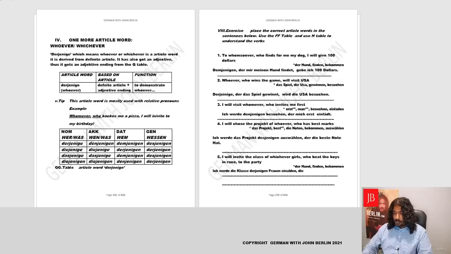So derjenigen Frauen. Yes. Ich werde die Klasse derjenigen Frauen einladen, to invite, who beat the boys in the race to the party. So who refers to the girls, and it's nominative, so it's plural. Nominative plural because it's girls. Whom do they beat? The boys. Die Jungen in der Rasse, or im Rennen. Yes, Rennen would be the right word. Im Rennen. Beat: schlagen. Yes, perfect. To the party, zur Party. Okay, so let's have a look again.